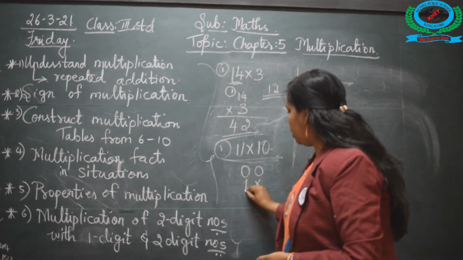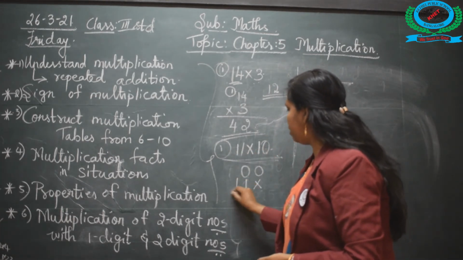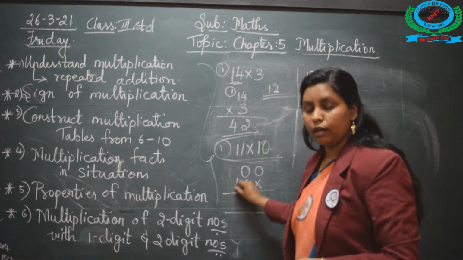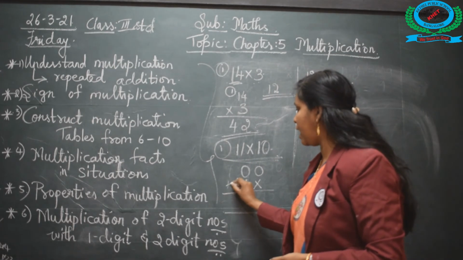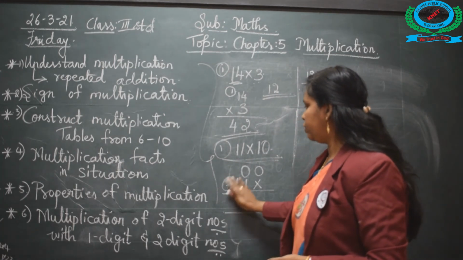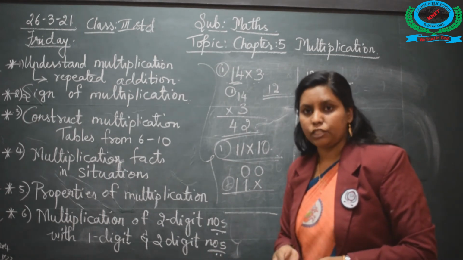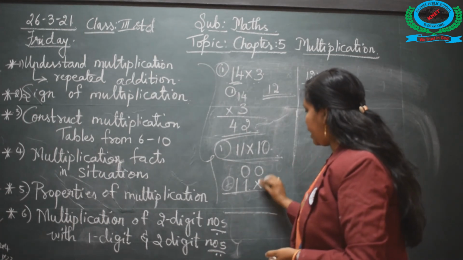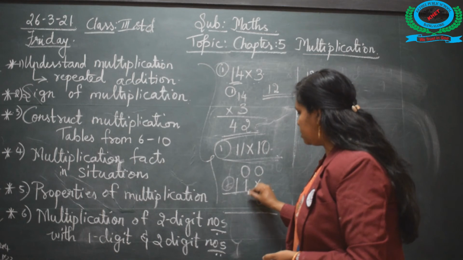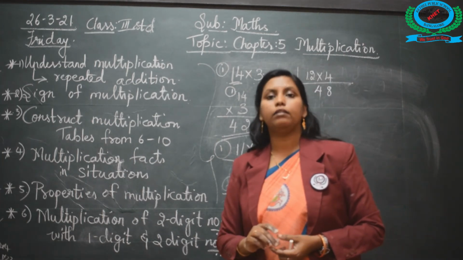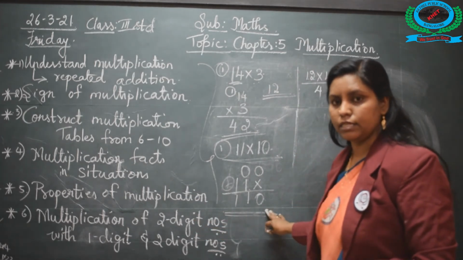1 ones are 1. 1 ones are 1. Now what you will do is just add it. So addition takes place in multiplication. So here if you add 0, this is 1 and this is 1, your answer is 110.